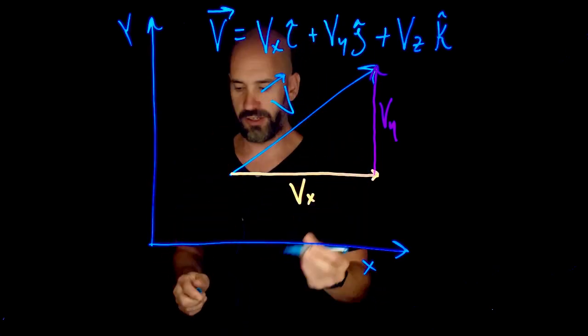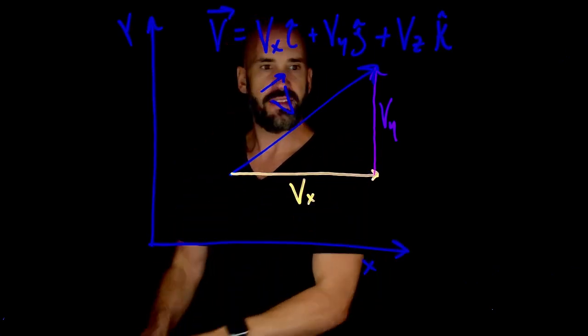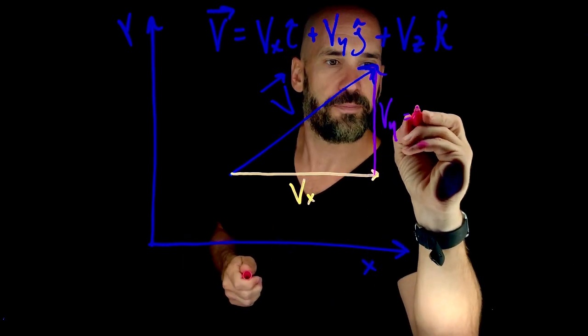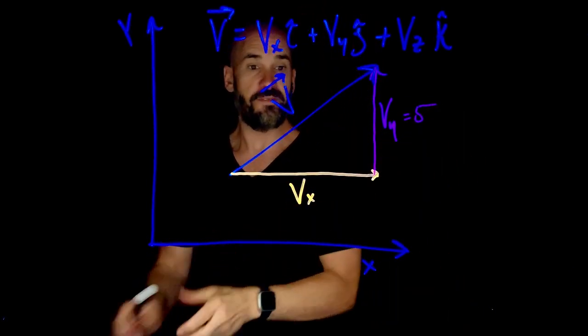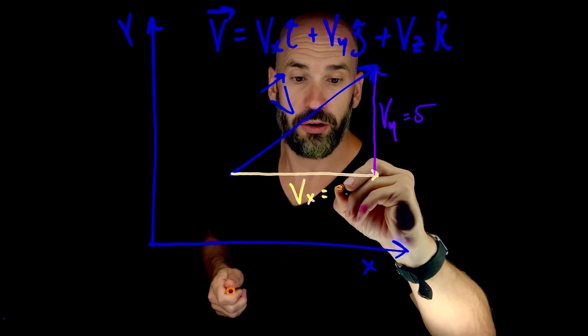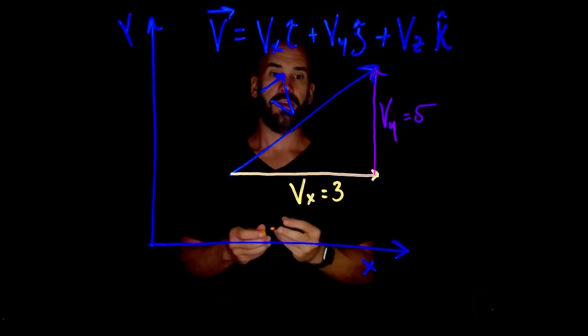So just to be totally clear, let's say vy was equal to 5, okay? And let's say that vx was equal to, I don't know, 3, all right?